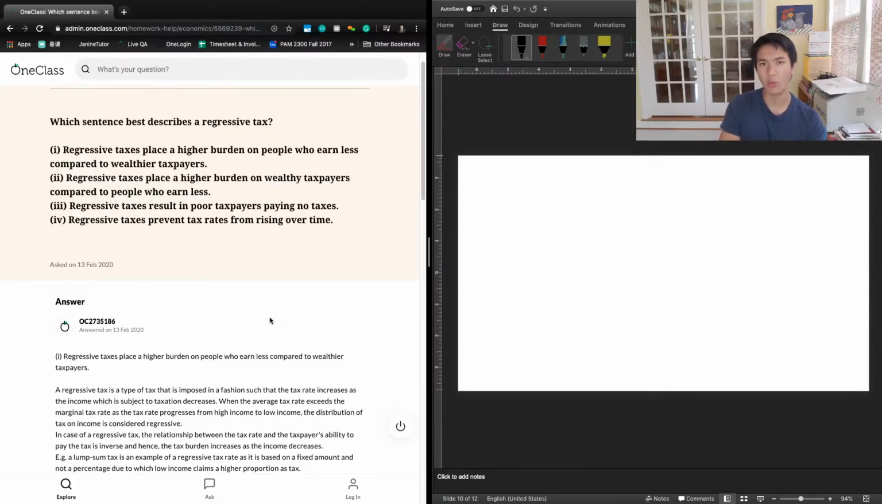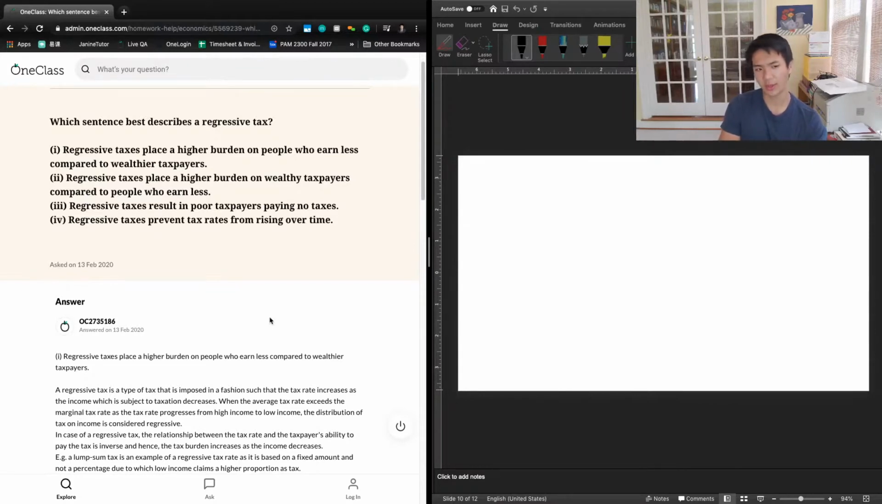Whereas income tax is going to be a progressive tax, Social Security tax is commonly known as a regressive tax because it places a higher burden on low-income people than high-income people. And so answer choice 1 is going to be our best description of regressive taxes. Regressive taxes place a higher burden on people who earn less compared to wealthier taxpayers.